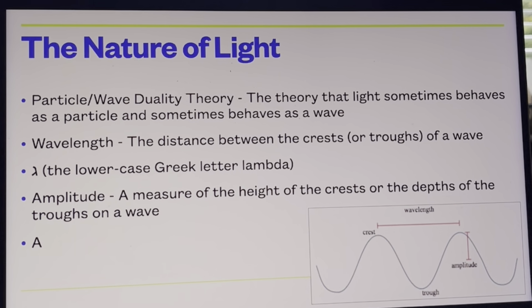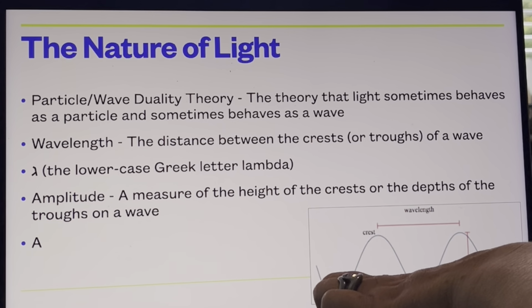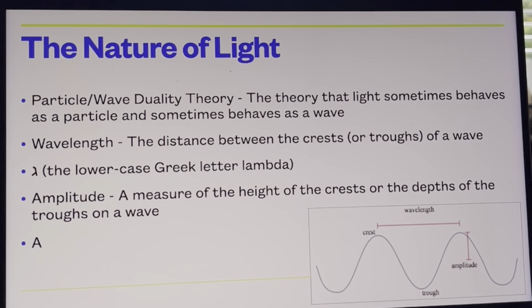This is one way to picture light. It moves through space just like a wave moves through water. The high points on the wave are called the crests. So we have a crest here and here. And the low points are called troughs, down here and here.